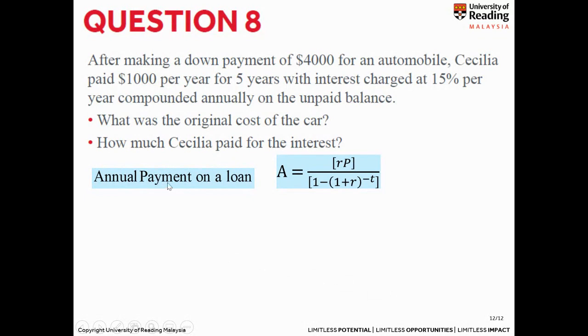So annual payment, that is for yearly payment. Okay, monthly payment, the formula is different. So you try to solve this. If you do not get it, no need to worry, because this is just an additional formula for you.